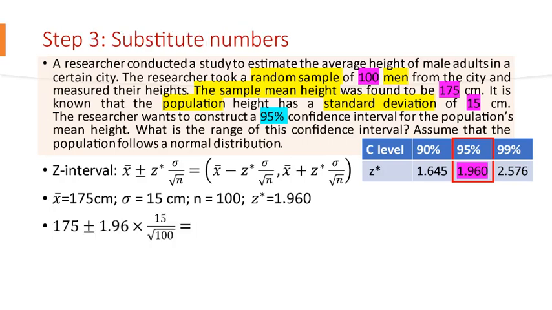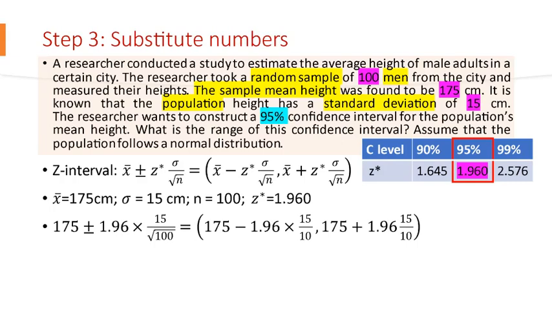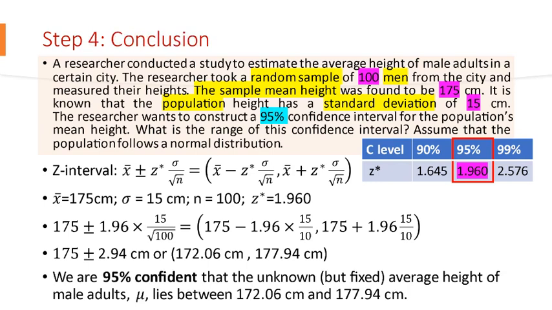Step 3. Substitute numbers. We, then, substitute everything into the formula. We have 175 plus or minus 1.96 times 15 divided by the square root of 100, which equals the interval from 175 minus 1.96 times 15 divided by 10 to 175 plus 1.96 times 15 divided by 10. Now, you can put everything into the calculator and calculate. We have the confidence interval to be 175 plus or minus 2.94 centimeters, or the interval between 172.06 centimeters and 177.94 centimeters.